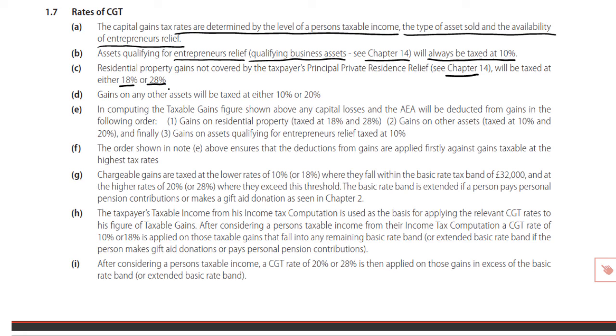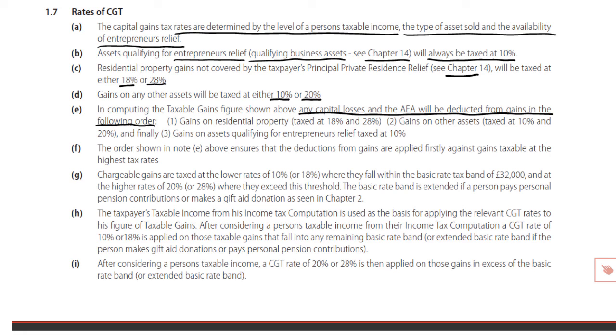Or are we then dealing with any other assets? And the main rates, therefore, that apply to any other assets are a lower rate of 10% and a higher rate of 20%. Now, what we've seen is that in computing taxable gains, as we did at the end of our previous session, any capital losses and the AEA will be deducted from gains in the following order.